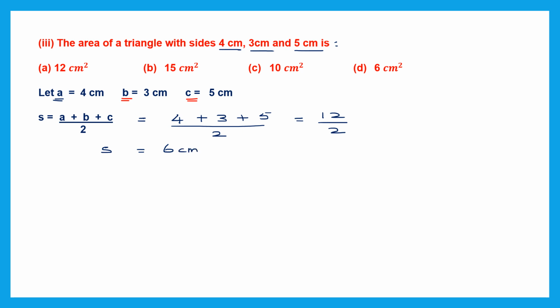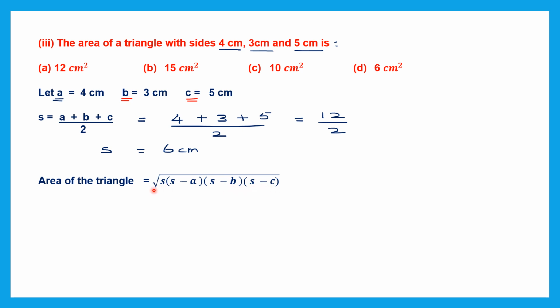Now with the help of the semi-perimeter, which is S, we are going to find the area of the triangle by using the formula that is given here: the root of S, which is the semi-perimeter, into S minus A, A is the first side, into S minus B, which is the second side, into S minus C.